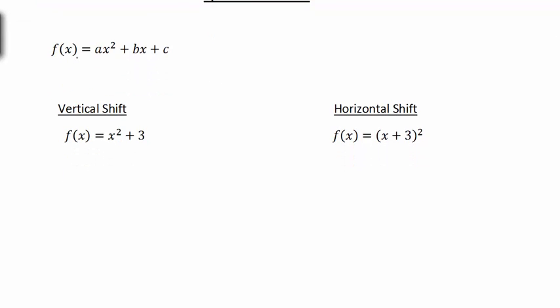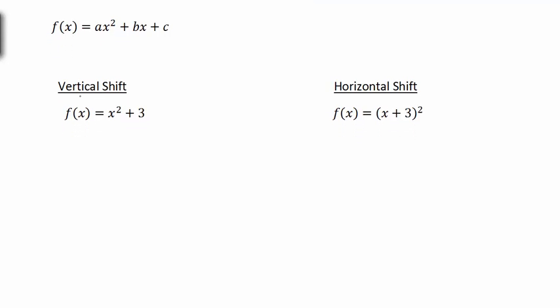We have our function is ax squared plus bx plus c. And here, keep in mind, a is just the coefficient of x squared, b is the coefficient of x, and then c is just a constant term. So a, b, and c are just representing any real number.